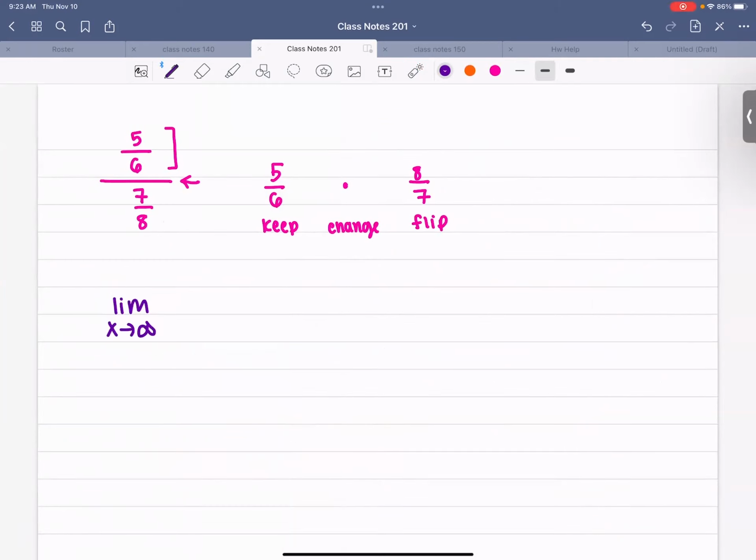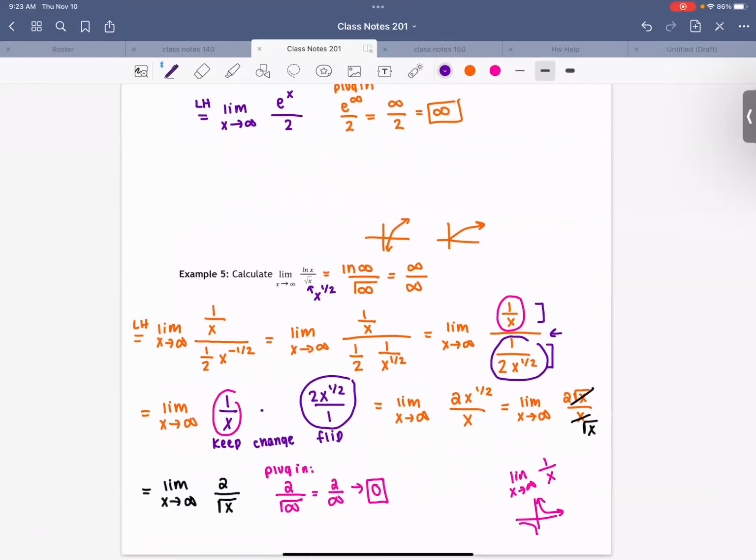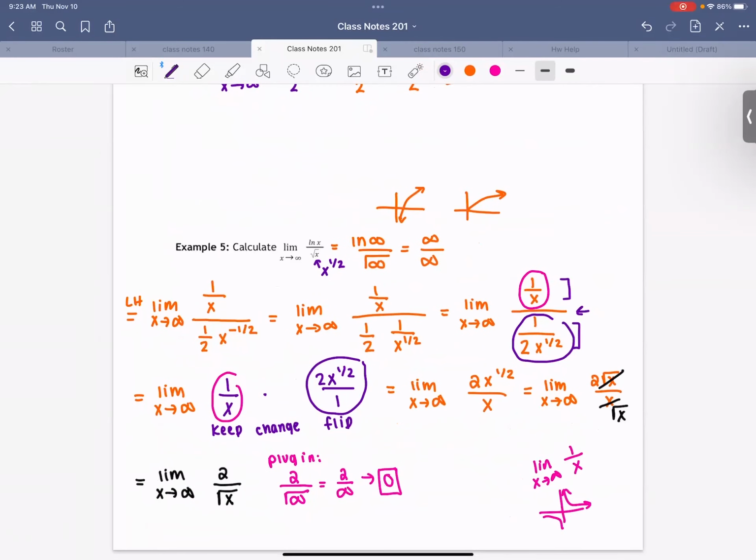Oh, you get it? Okay. I know fractions are just, I put a lot of fractions in that one.